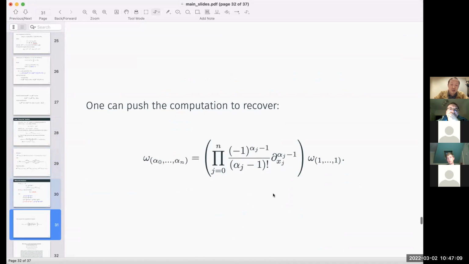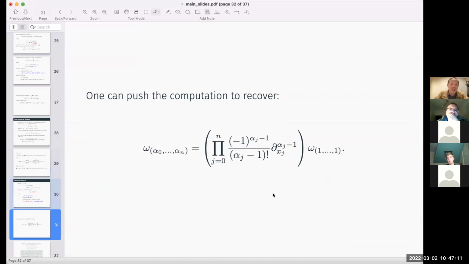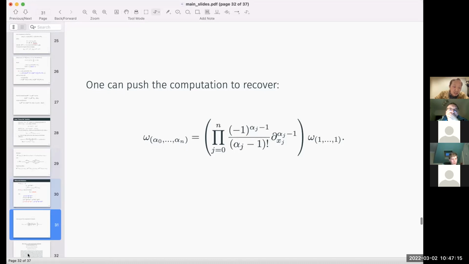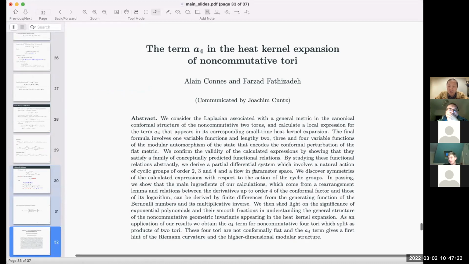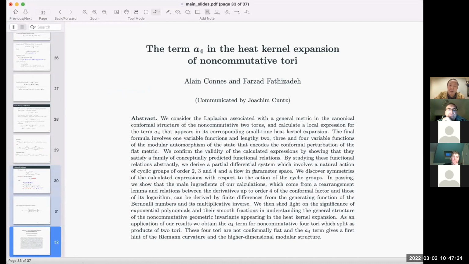So this should be the last slide of this. There is one more slide, 30 seconds to wrap up my talk, just to go over and review. This is the abstract of this A4 term computation. I would just like to enlarge this a little bit.